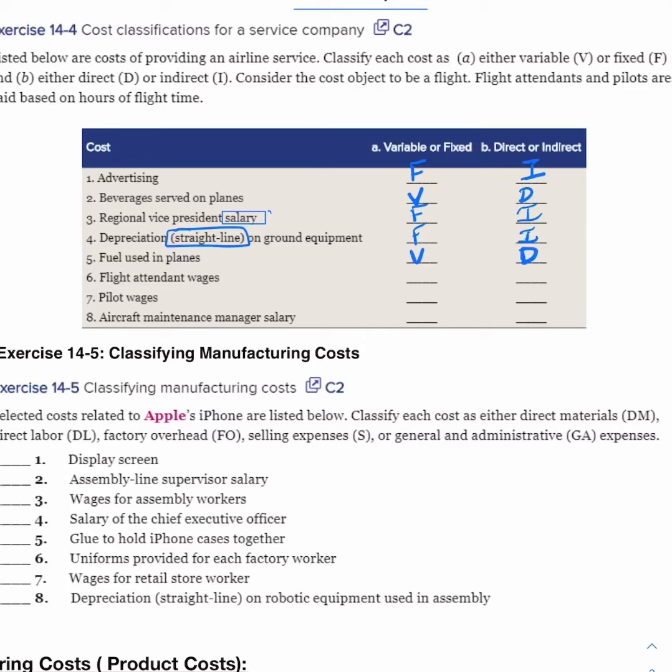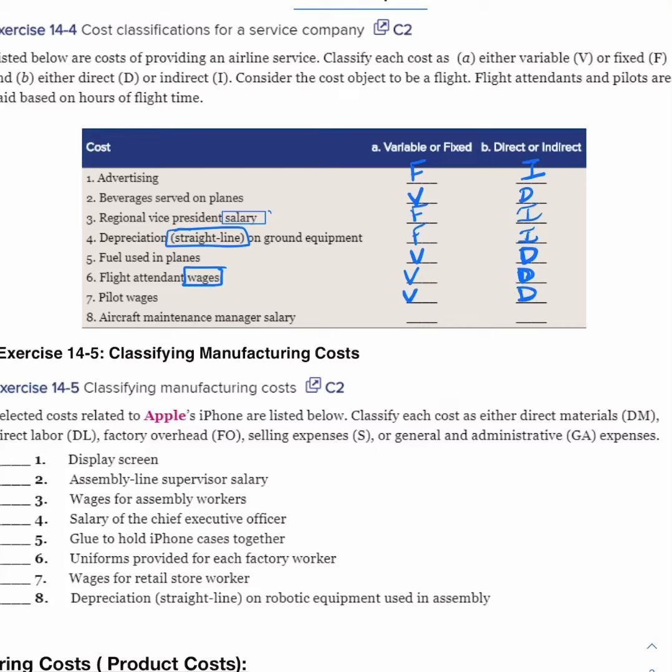Flight attendant wages. Because we see the word wages here, that tells us we are dealing with a variable cost. So we see that that is variable, similarly to everything else on this flight. If it is on the plane and we can easily track it, that is direct. Now, pilot wages, very similar to the flight attendant. They are, in fact, the exact same for our purposes.